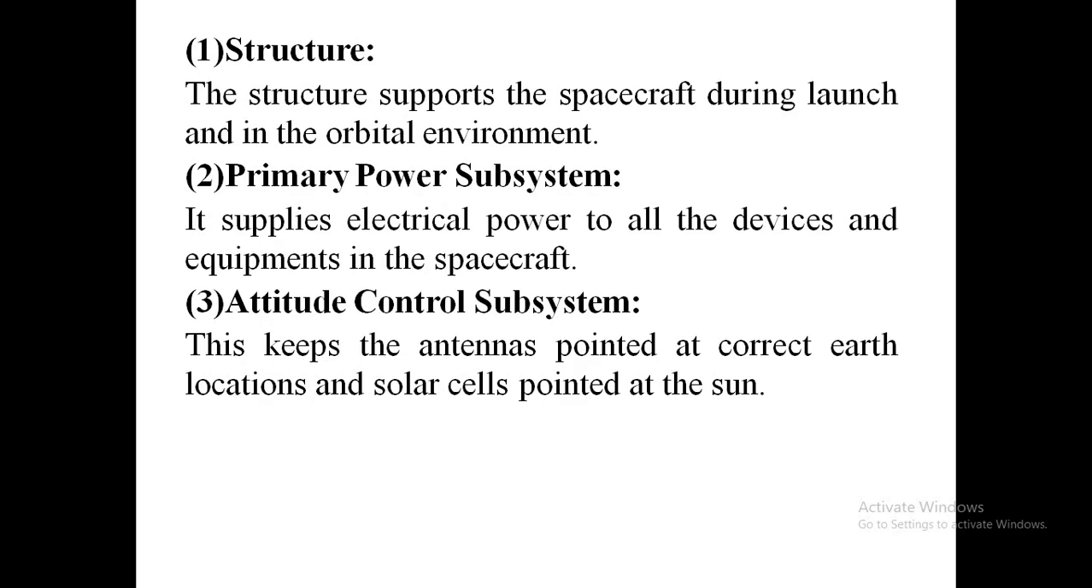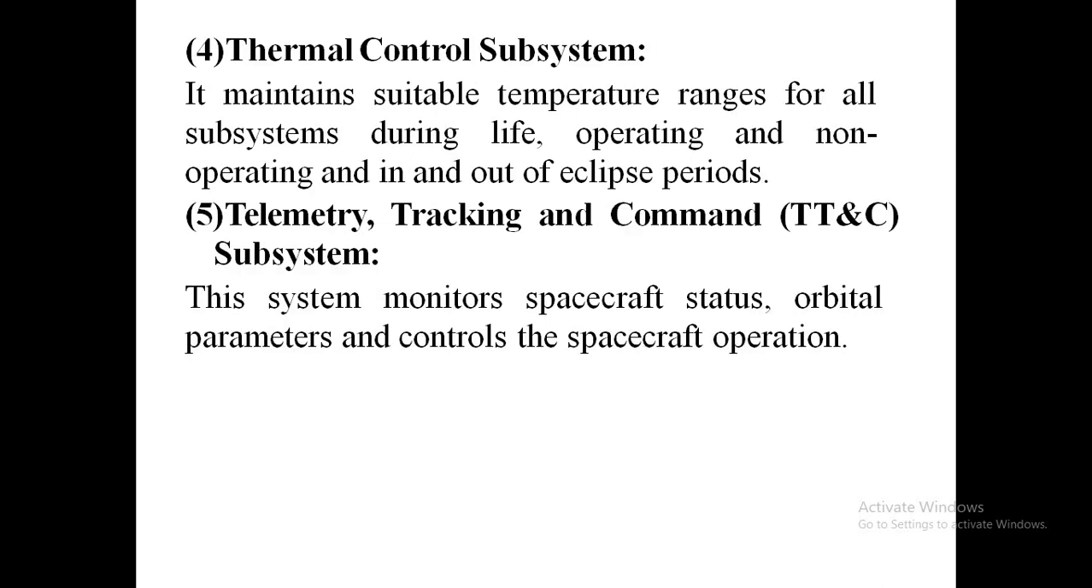Structure. The structure supports the spacecraft during launch and in the orbital environment. Primary power subsystem. It supplies electrical power to all the devices and equipment in the spacecraft. Attitude control subsystem. This keeps the antennas pointed at correct Earth locations and solar cells pointed at the Sun. Thermal control subsystem. It maintains suitable temperature ranges for all subsystems during life, operating and non-operating stages, and in and out of the eclipse periods.